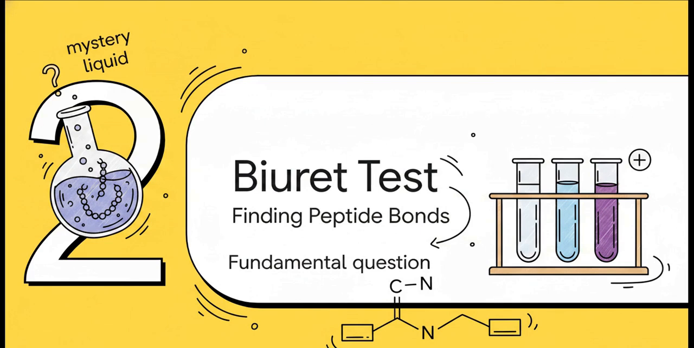When you're staring at a mystery liquid, your very first, most fundamental question is simply, well, is there even a protein in the sample at all? Establishing that baseline is absolutely crucial. I mean, there is no point in wasting time and expensive reagents hunting for specific amino acids if the building blocks aren't even in the tube, right?